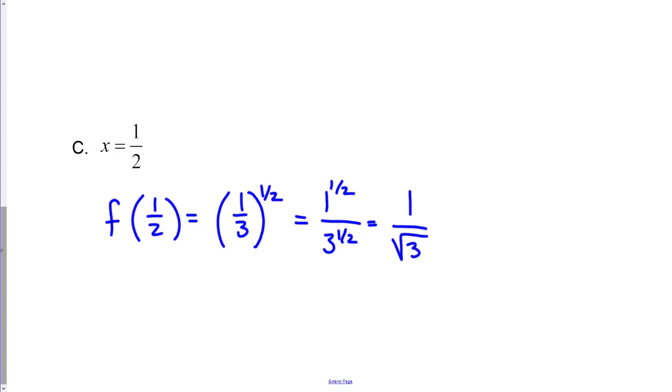Now, what you'll soon learn is that it's not appropriate to leave square roots in the denominators of a fraction. So we need to multiply top and bottom here by the square root of 3, so that 1 times the square root of 3 is just the square root of 3. Then the square root of 3 times the square root of 3 is the square root of 9, or just 3. So now we have a square root only in the numerator, and that makes everybody happy.